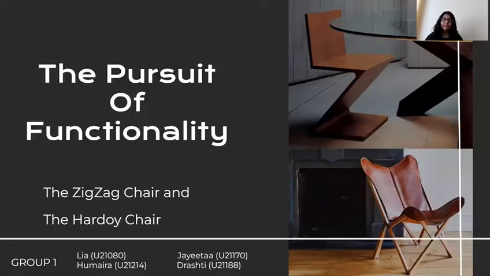Good morning, everyone. Jaita, Leah, Humaira, and I, Drashti, as Group 1, are going to present in front of you two simple yet iconic furniture designs from the 1930s, namely the zigzag chair and the Hardoy chair. These two chairs were designed by different designers in the same decade, but what makes the analysis interesting is how the designers used different ideologies to reach two unique functional chairs.